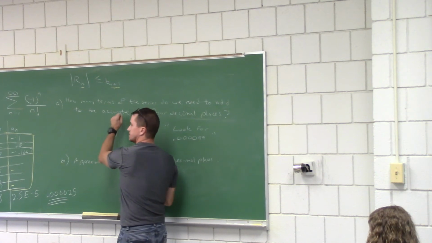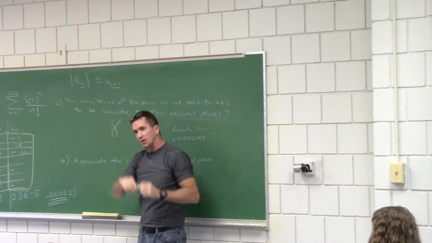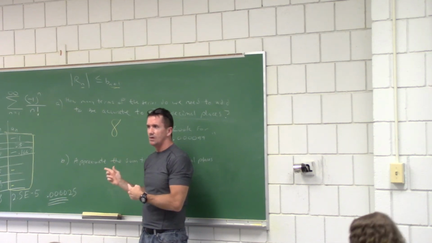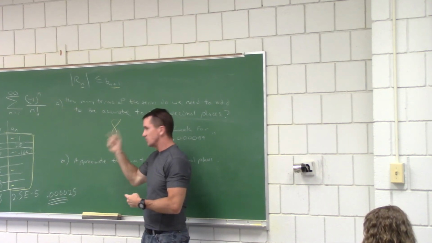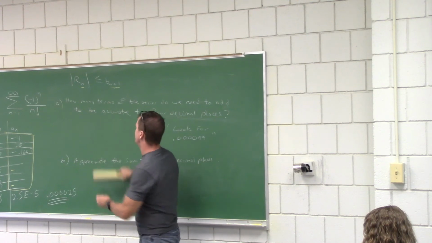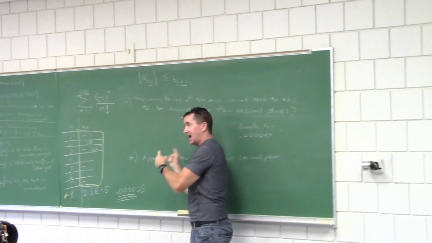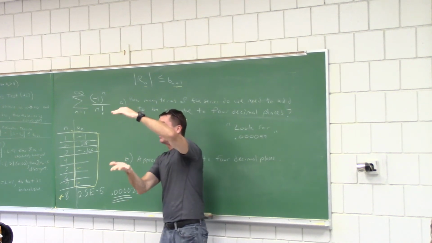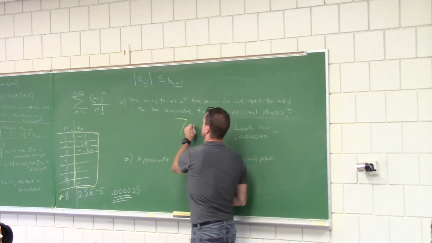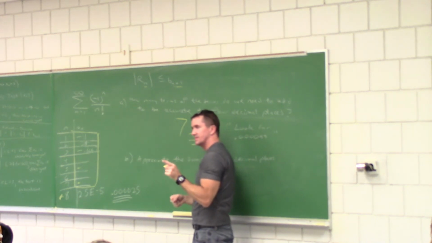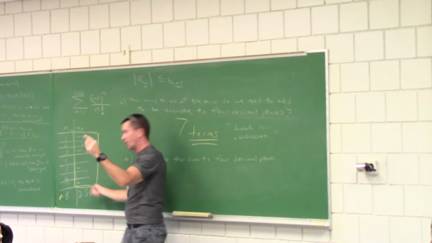Is this correct? That's what I worry about on the test. Is that a correct answer? No. How many terms? The first 7 terms. So I'm going to make it 7. The 8th term was the first term that gave me that desired accuracy, so I need to add the first what? 7 terms. I'll even put the word term with it so you know. Does that make sense? Okay, good.